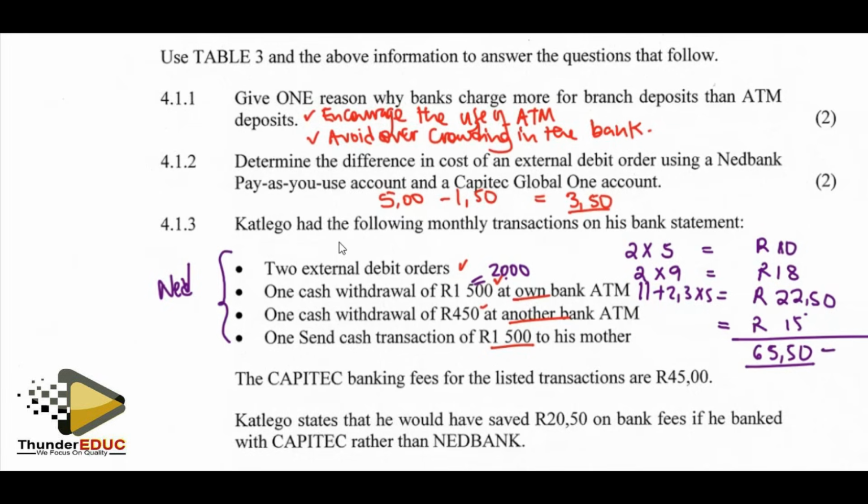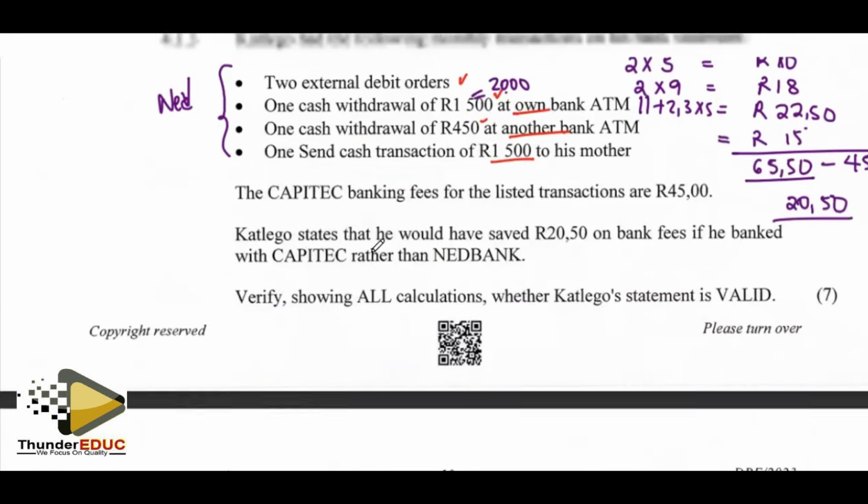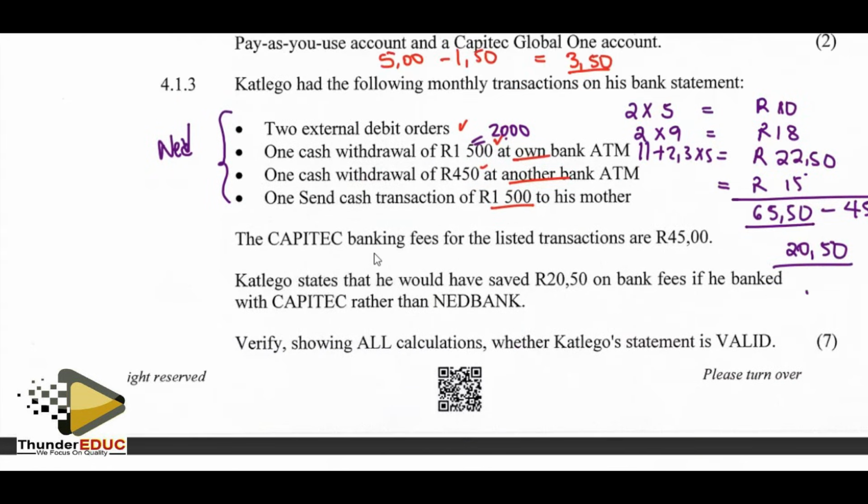Minus the money from Capitec, indeed, you remain with 20 rand 50 cents. And the statement is what? The statement is valid.